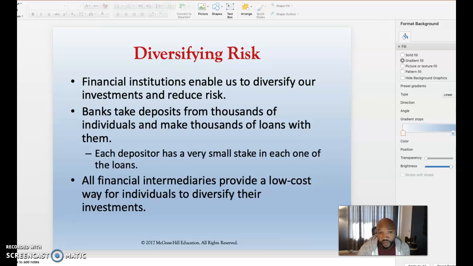The bullet just says each depositor has a very small stake in each one of the loans. And while granted no one wants to lose $1,000, still $1,000 is a drop in the bucket when you look at a $200,000 loan.